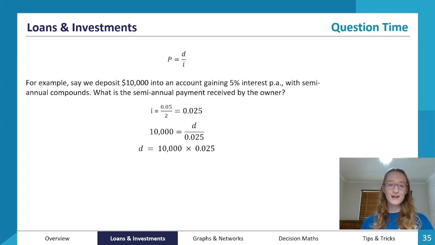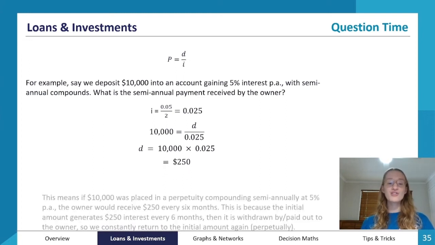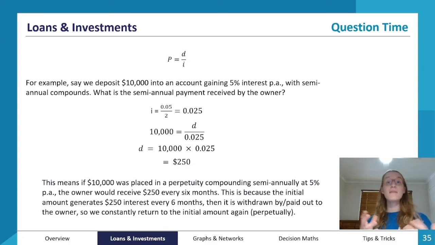We can multiply both sides by 0.025. We can solve for D, and that'll give us $250. So that means if we had $10,000 in that perpetuity, in this scenario, every 6 months, so twice a year, it would produce $250 of interest.